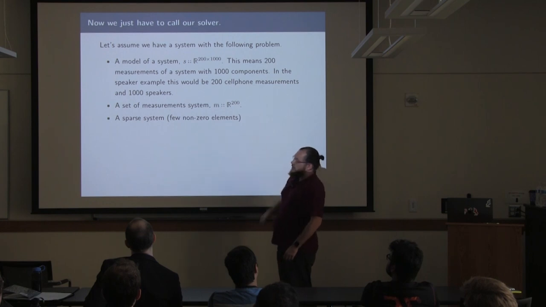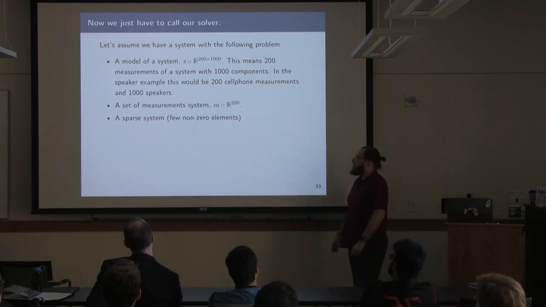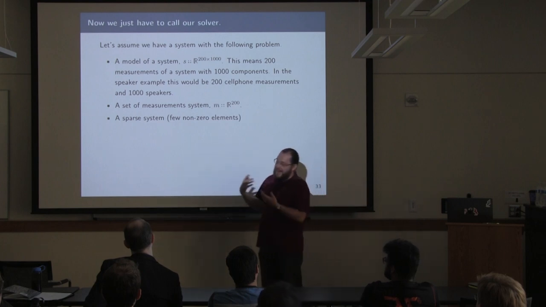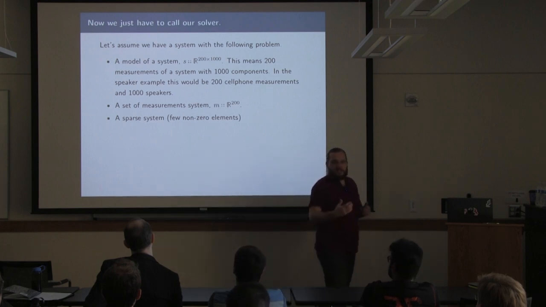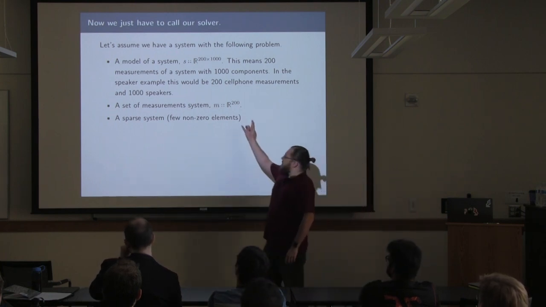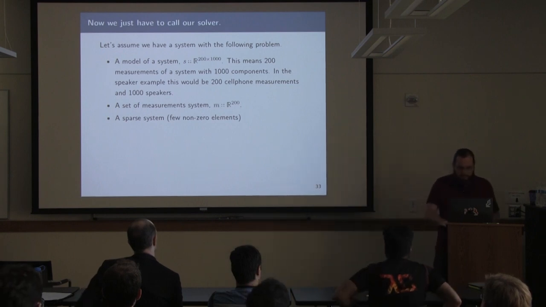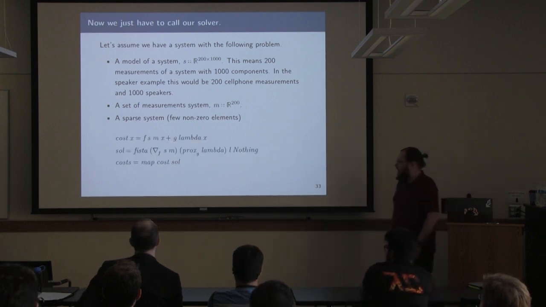So say we have a model as our speaker system. We take 200 measurements of 1,000 speakers, and say we know, only I happen to know, that it's sparse. In this case, I'm going to know that there are only 30 speakers that are on. So we have our set of measurements, M of size 200, and it's sparse. So how do we solve this?